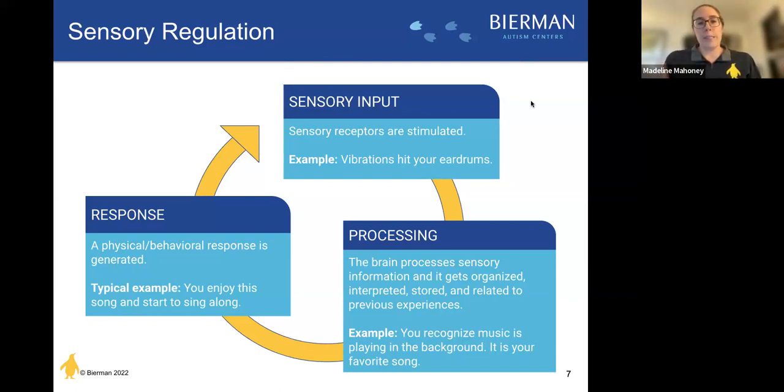So then you go into the response, and a physical response is created based on the sensory input. So in this example, we are enjoying the song and starting to sing along because we realize, hey, this is my favorite song. We could change this example and say you heard your least favorite song. Maybe your response would have been different. Maybe you would have skipped the song, turned down the music, or left the room because you didn't want to listen to it. So your responses can change based on that sensory input and that past experience.